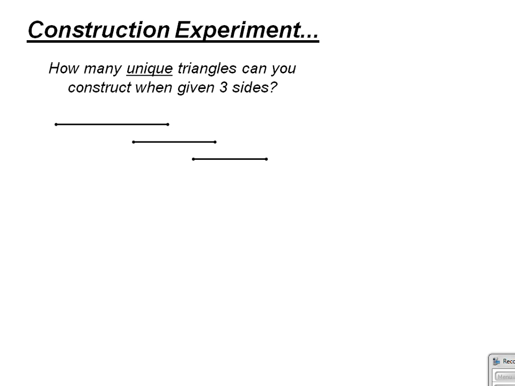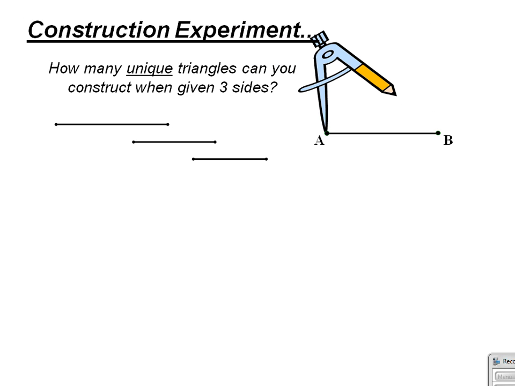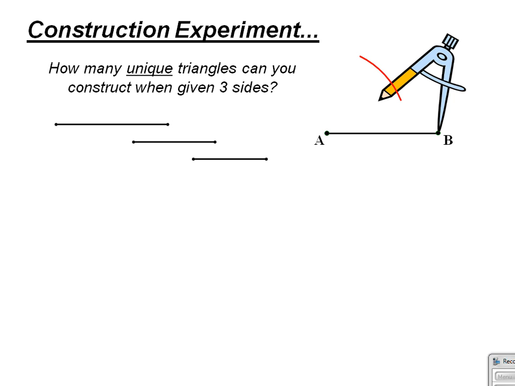You've done this numerous times in homework from previous lessons, but just for a quick review, let's say you're given three segments to a triangle and you're asked to construct a triangle from these three segments. How many unique triangles can you actually construct when given these three sides? Well, we'll start with the longest side. We'll call it AB, and we'll construct the other two side lengths by measuring them with a compass and pivoting on both endpoints A and B.